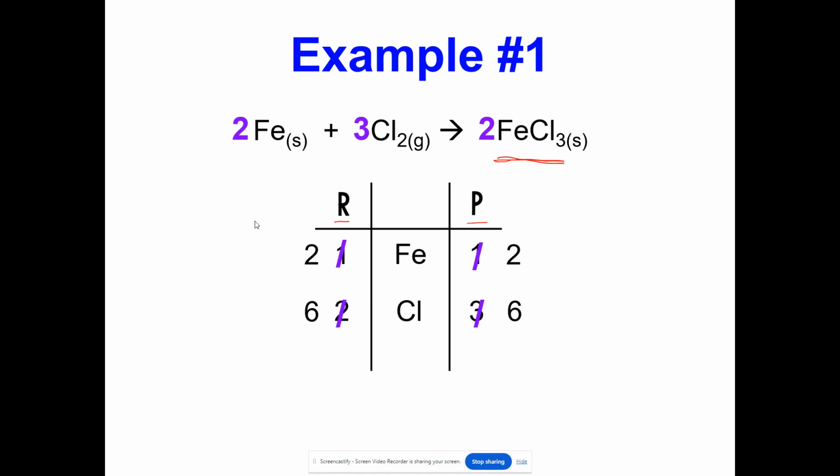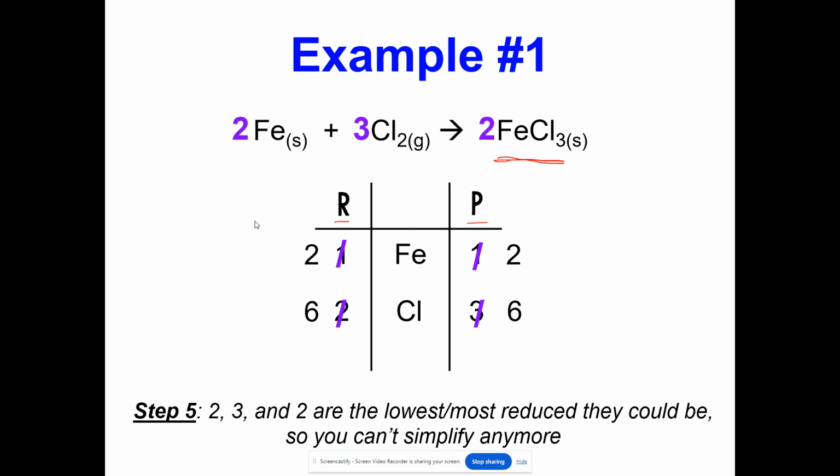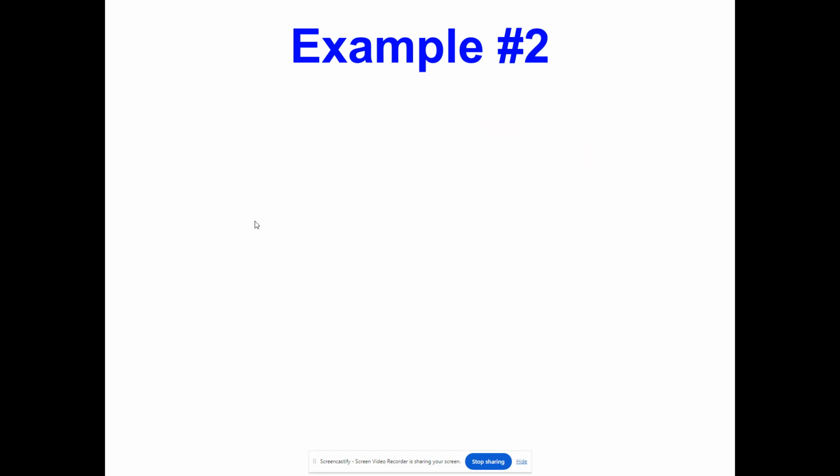Just pick one element, balance that one, see what that does to all the rest. Pick another one, balance that one, see what that does to all the rest. And you kind of have to chase it around a little bit to find it, but you'll get there. Okay. Now we have to check, are these the lowest, most reduced they could be? Okay. 2s and 3s, yeah, we can't divide all those by a number and get whole numbers again. So those are the most reduced we can get.